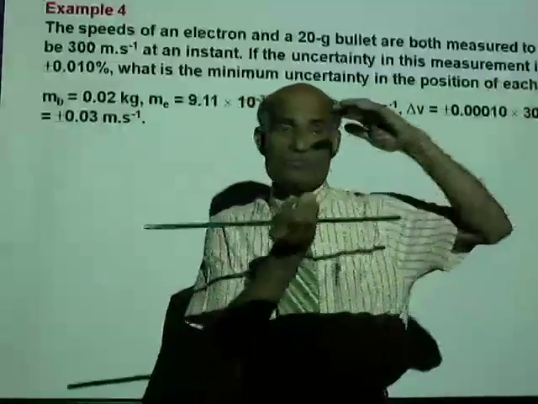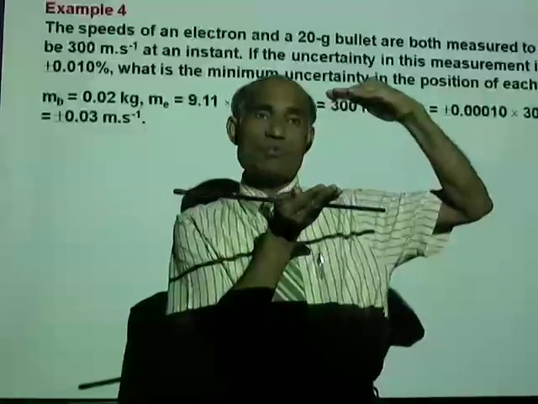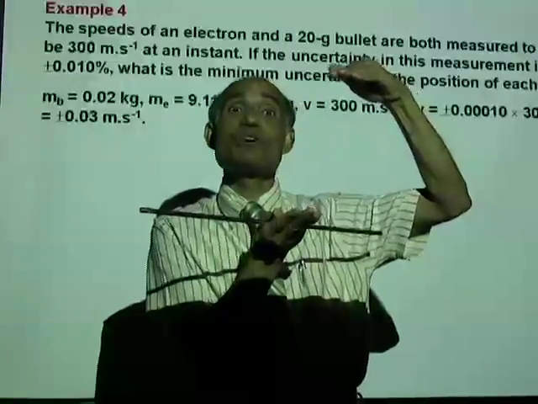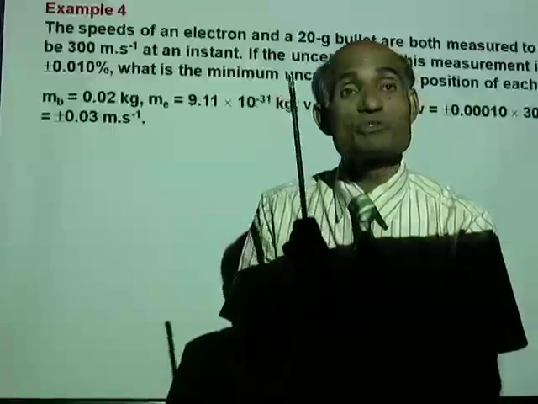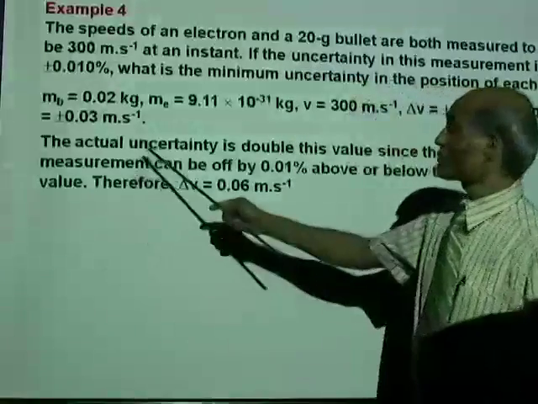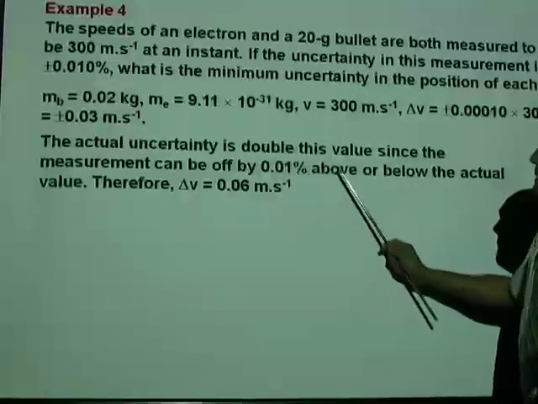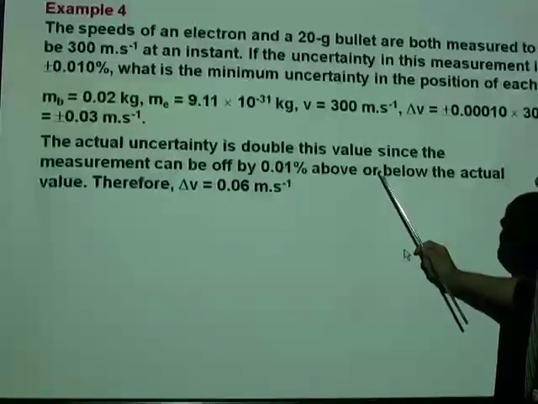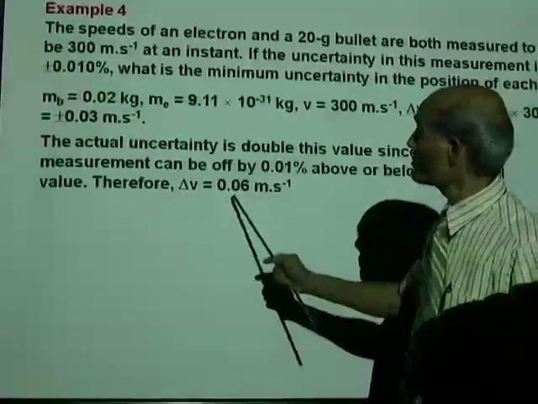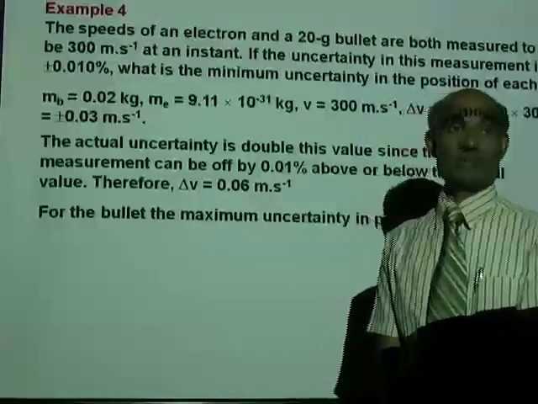Now, it means the uncertainty can be anywhere from negative 0.03 to positive 0.03. So the actual spread is 0.06, and therefore we must use delta v as 0.06. That is the actual uncertainty. So the actual uncertainty is double this value, because you can have 0.01% above or below the actual value. Therefore, in our calculation, we got to use delta v equal to 0.06 meter per second.